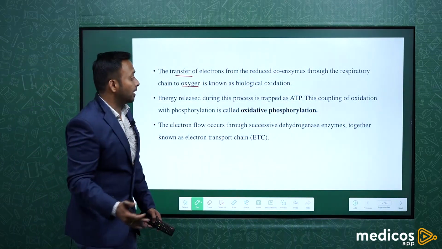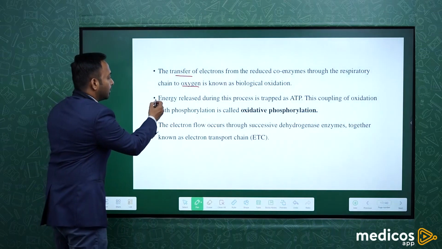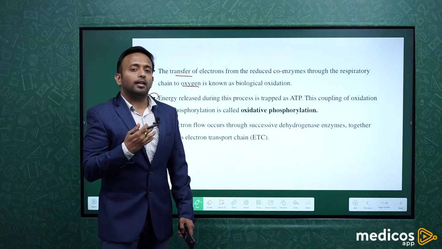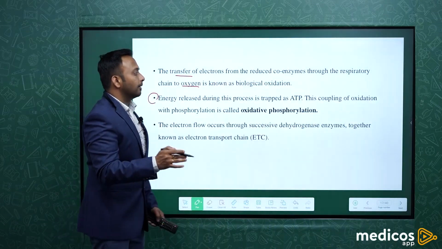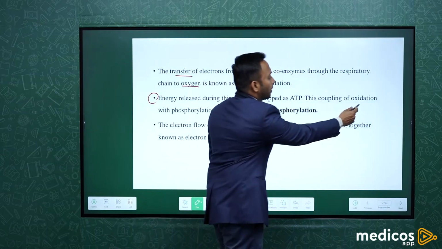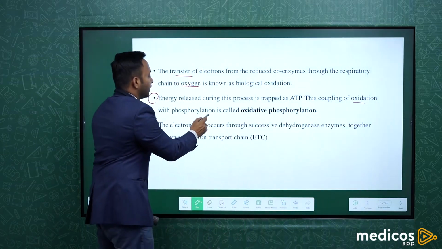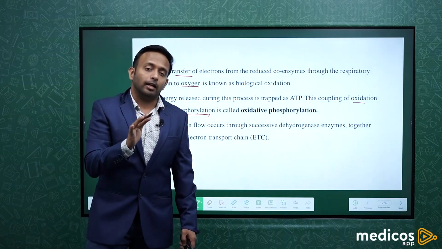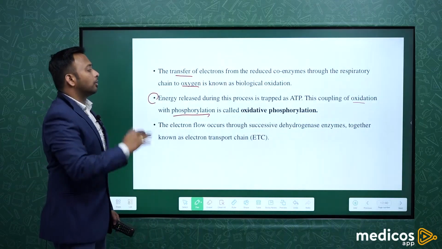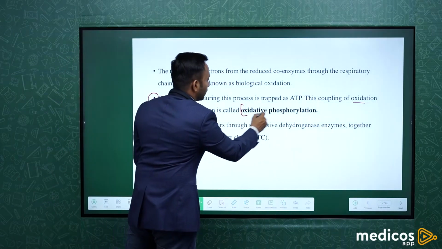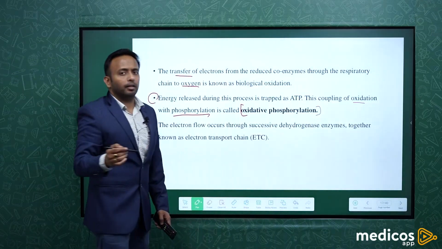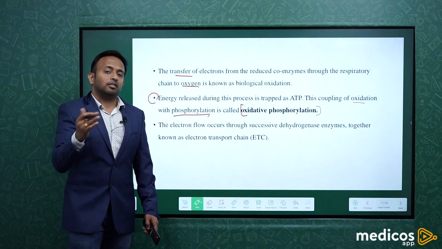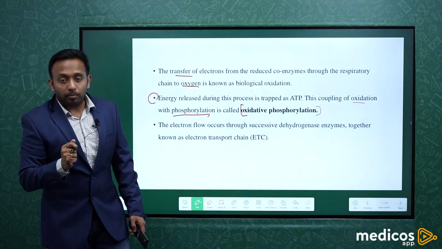So by the transport of the electron, and the energy released during this process of electron transport, we are generating what? ATP. So this is called coupling of oxidation with phosphorylation. We are coupling two reactions, the oxidation reaction coupled with phosphorylation. This is also called oxidative phosphorylation. There is another type of phosphorylation which you learn otherwise, called substrate level phosphorylation, where ATPs are generated other than by the electron transport chain.